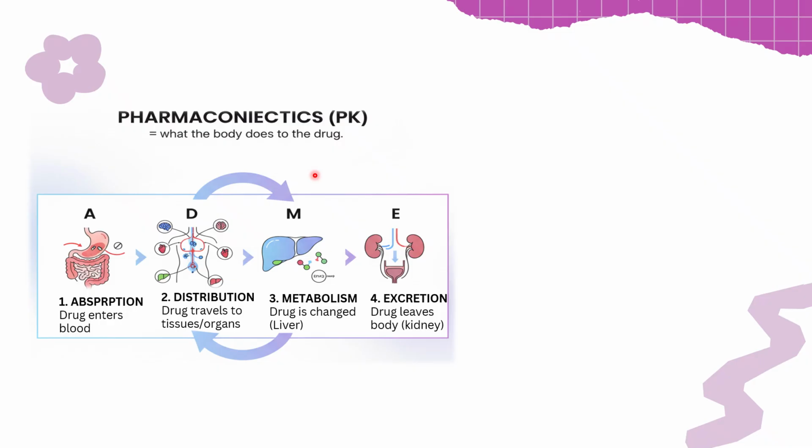So pharmacokinetics, as we all know, describes the movement of drug through the body in four fundamental stages: ADME, absorption, distribution, metabolism, and excretion. Absorption tells us how the drug enters the body. Distribution shows where it is going in the body, whereas metabolism tells us how it will change before leaving the body through excretion.